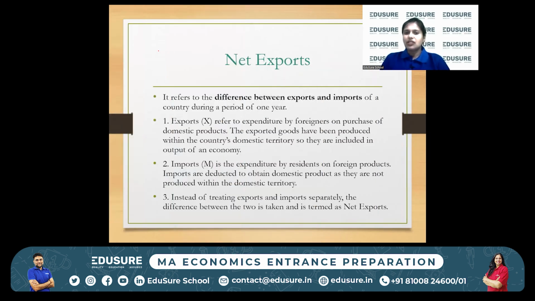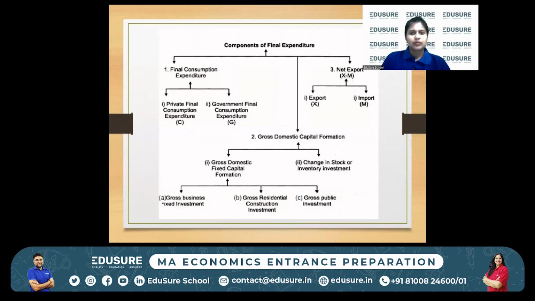And the last term is net exports. You already know this. It is the difference between exports and imports. Exports refers to the expenditure by foreigners on purchase of domestic goods, and imports are the expenditure made by residents on foreign goods. They are part of net exports. So this is the whole setup of the expenditure method, and you can just go through this.